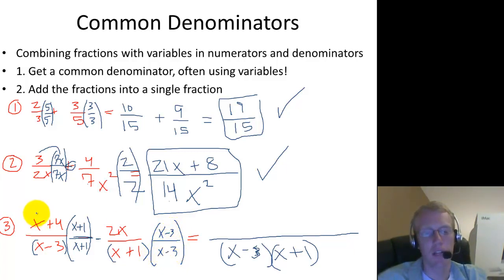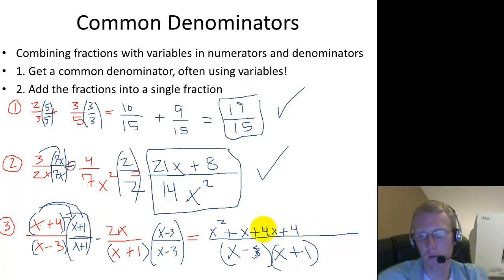Okay, and so now, because this whole numerator is being multiplied by x plus 1, I should put parentheses around it. And here I need to use distribution or FOIL or rectangle diagrams or whatever method you prefer. So I have x times x, x squared, x times 1 plus x, 4 times x plus 4x, and 4 times 1 plus 4. Now I have a subtraction sign with my 2x.